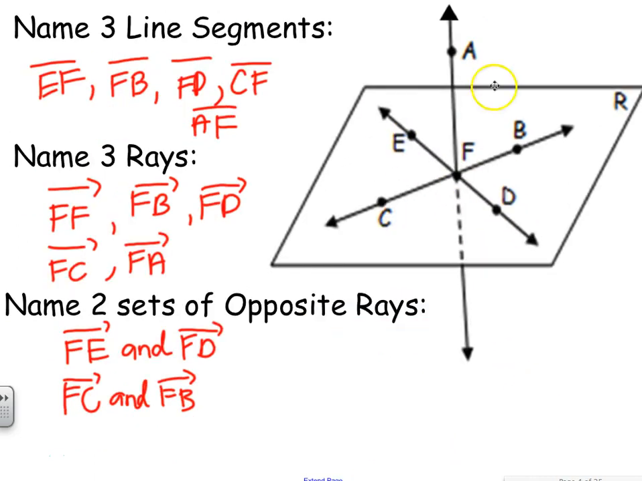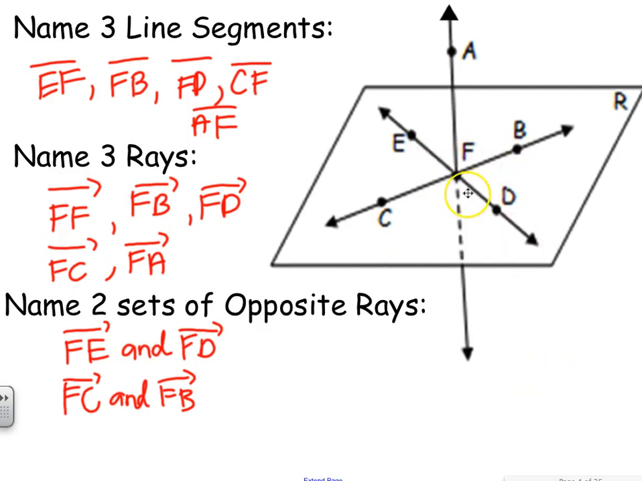All right? When you name 3 line segments, I looked at these 3 down here, or the 4 little ones, and then I also looked at the one going up and down. So EF, FE, order doesn't matter, CF, FC, FB, BF, FD, DF, or AF or FA. You could have also said ED, because that's a line segment. You could have also said CB, that's also a line segment.